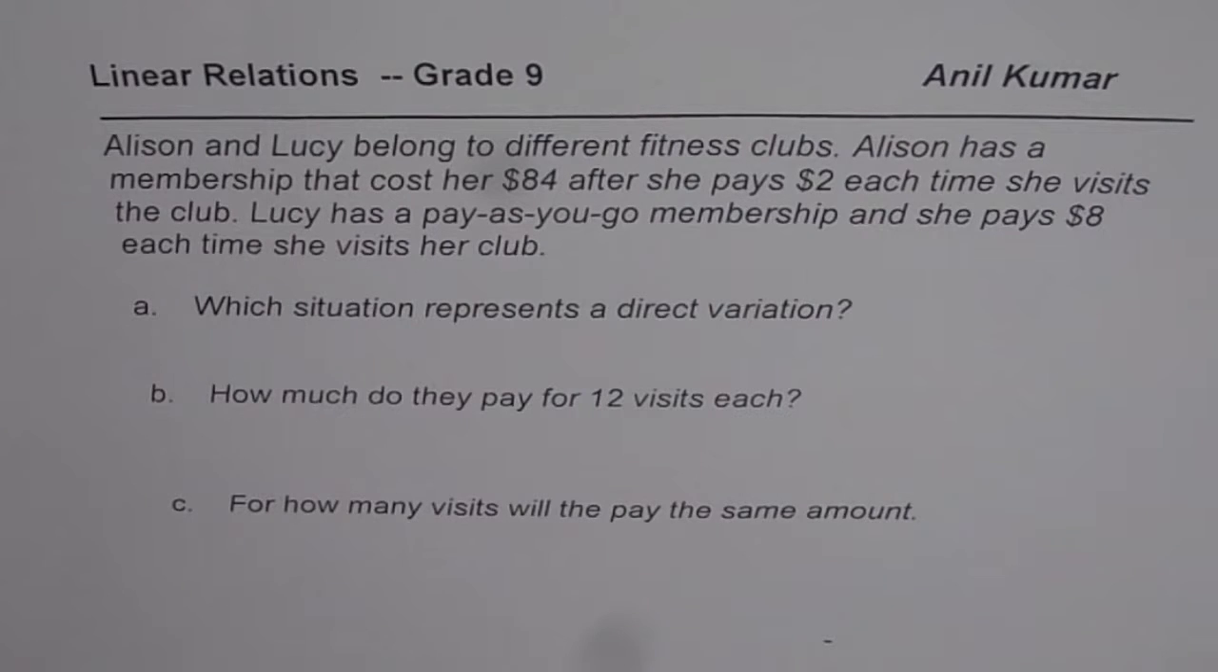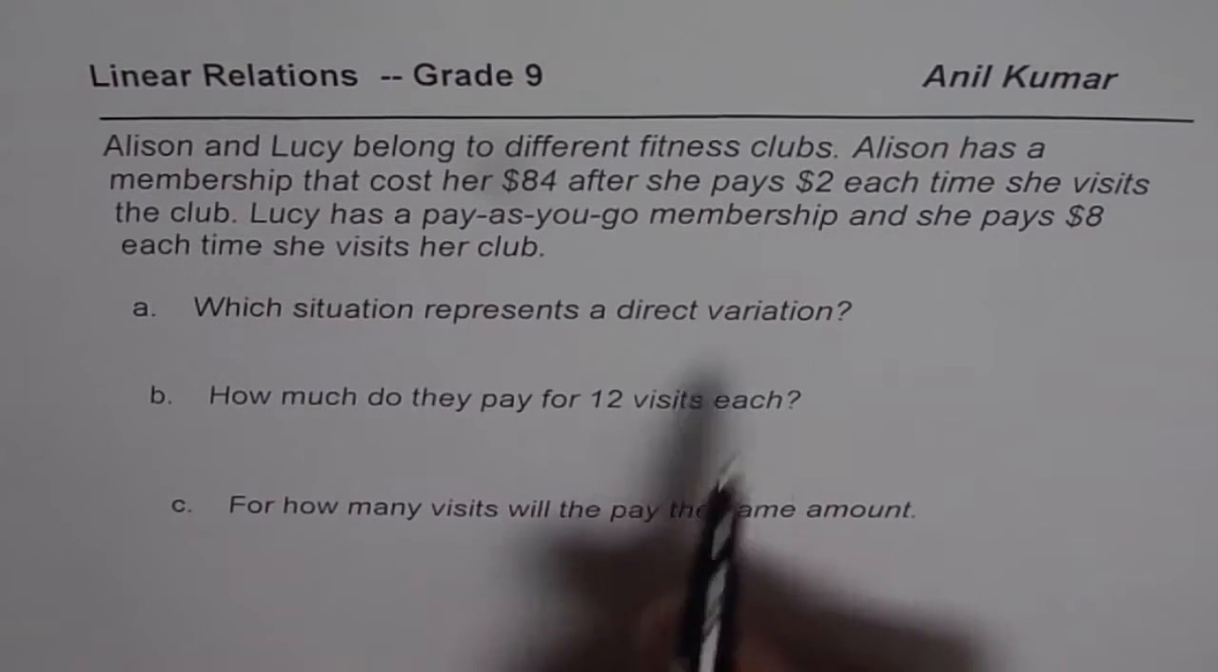Let us now explore direct and partial variation with the help of this example. Allison and Lucy belong to different fitness clubs. Allison has a membership that costs her $84 after she pays $2 each time she visits the club. Lucy has a pay-as-you-go membership and she pays $8 each time she visits her club. Which situation represents a direct variation?